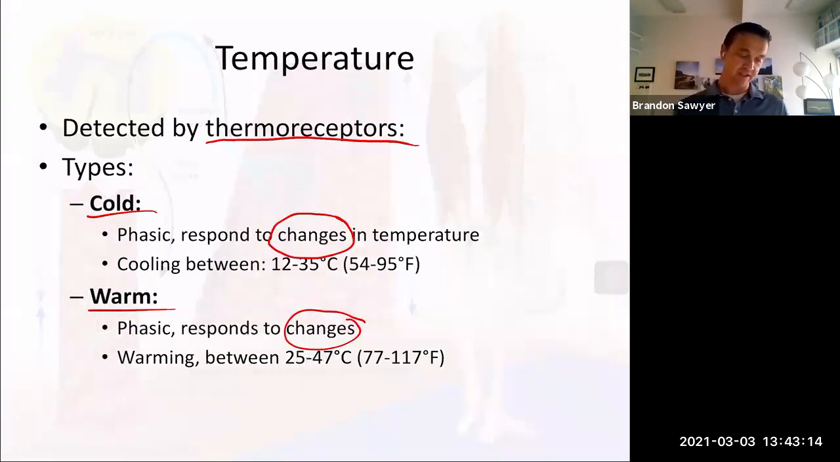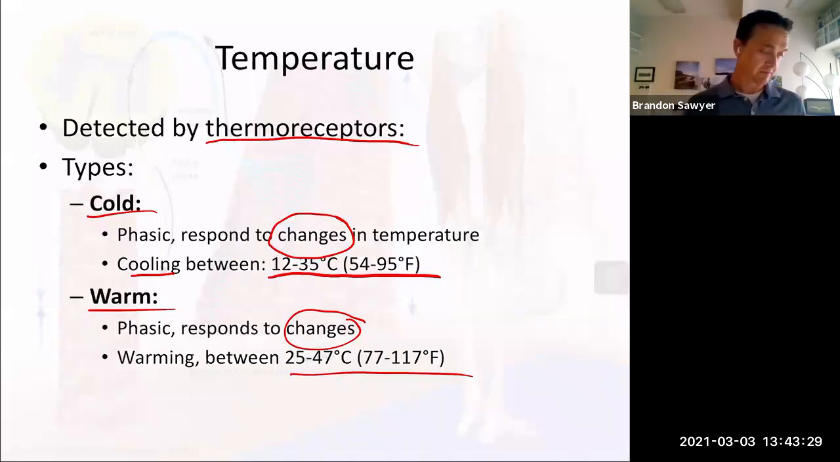So cold ones detect cooling, right? So when temperature is declining, that's what they detect in that range, okay? And then the warm ones detect warming or increasing in temperature in that range, okay? And that's just the basics of that with the thermoreceptors. Have those all over your body, mostly throughout your skin, all over the place.